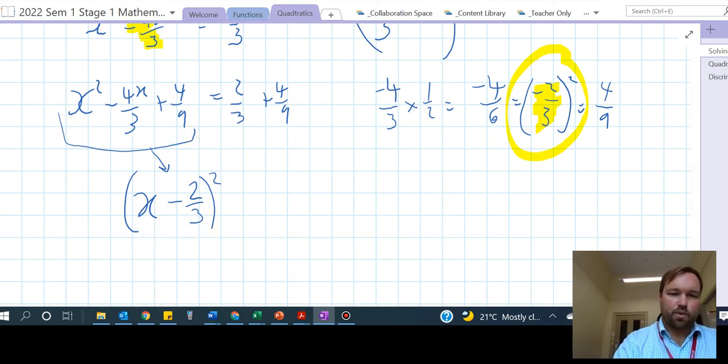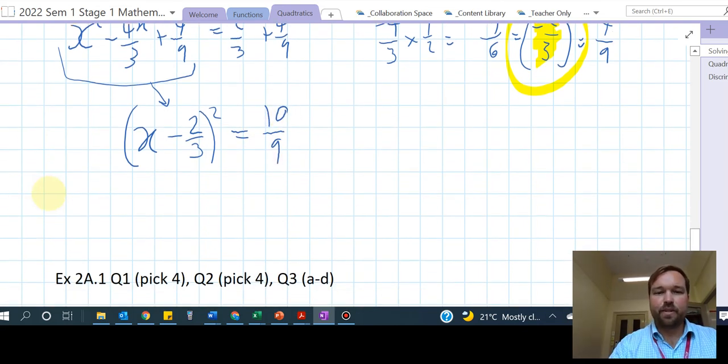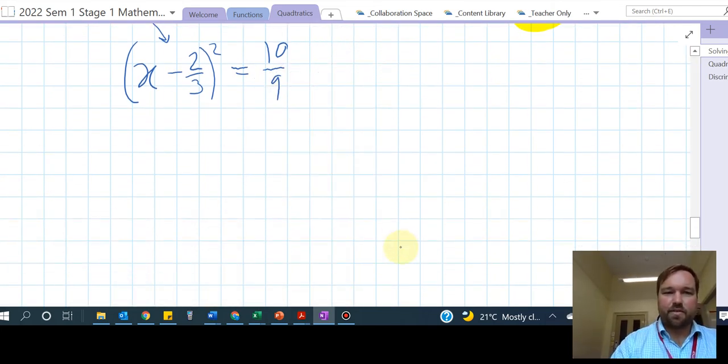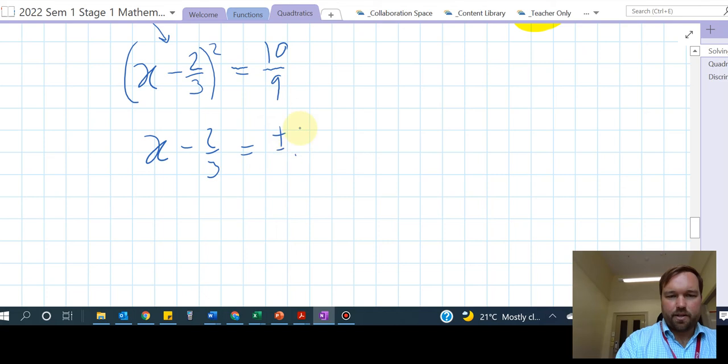And this is then equal to these two added together. That's going to be 10 on 9. If you're not sure about that, then that's okay. We're going to practice lots and lots of fractions over the next couple of weeks. Square root both sides. x take 2 on 3 equals plus or minus the square root of 10 on 9.